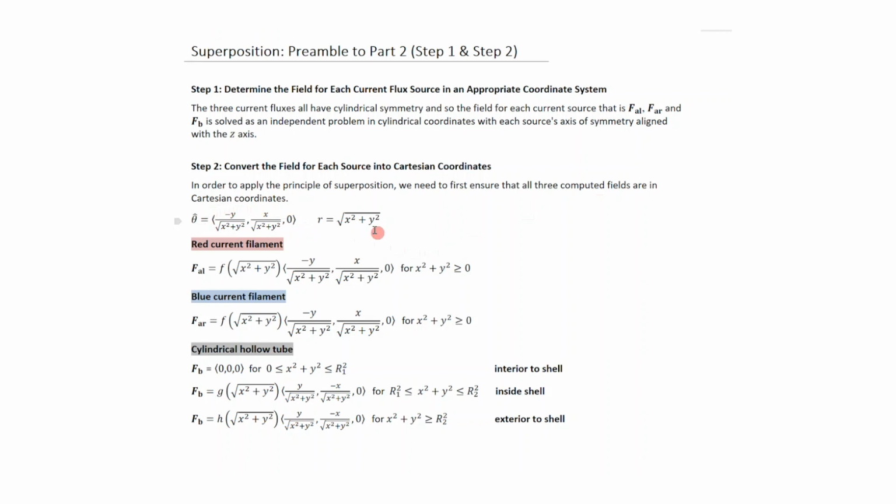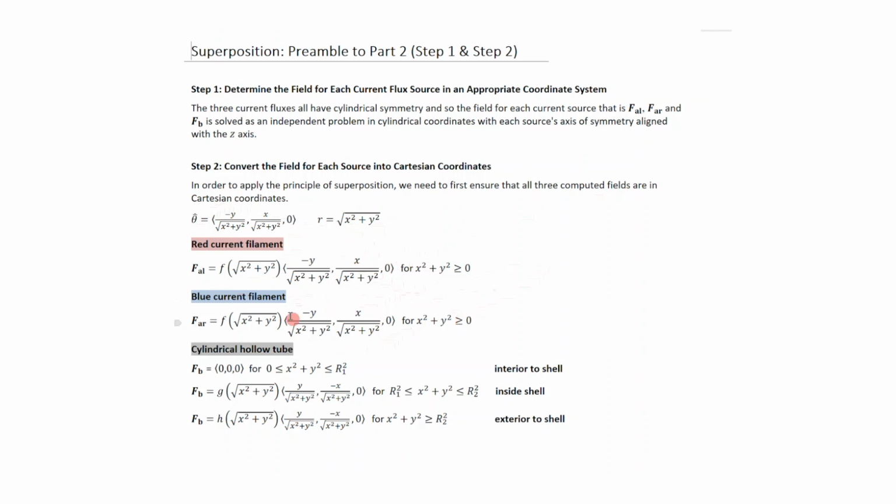And this, of course, is the magnitude. This would be r, which is just the square root of x squared plus y squared. So if we do this for the red current filament, again, we'd be applying Stokes' theorem, and we would find that the field would take on this value, a function of x squared plus y squared, which is again a function of r. This would be a theta hat vector, and this would apply if x squared plus y squared is greater than or equal to 0. All right, and so this is the case for the filament.